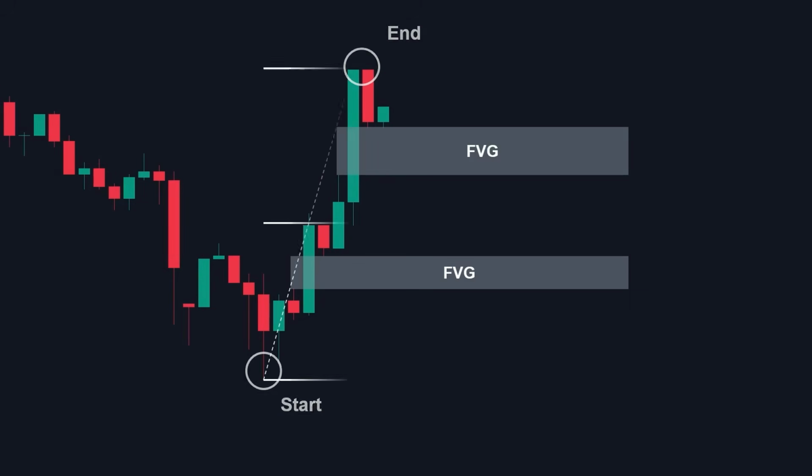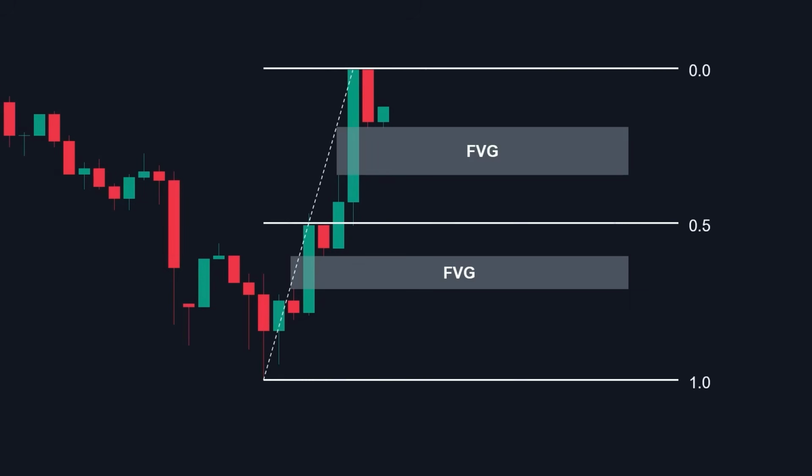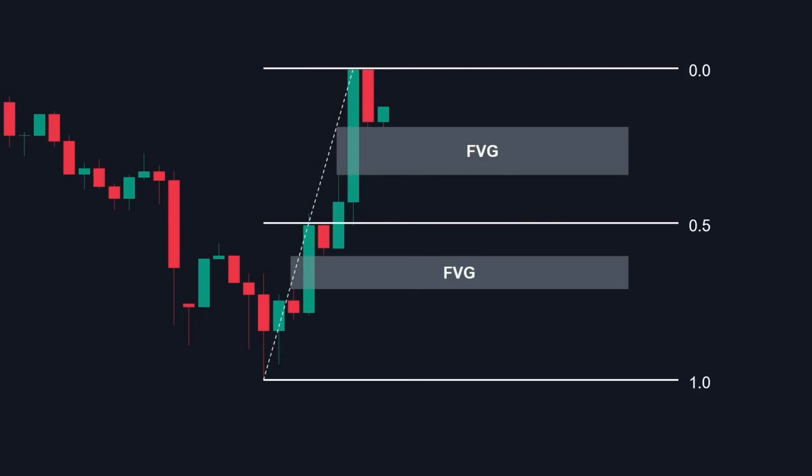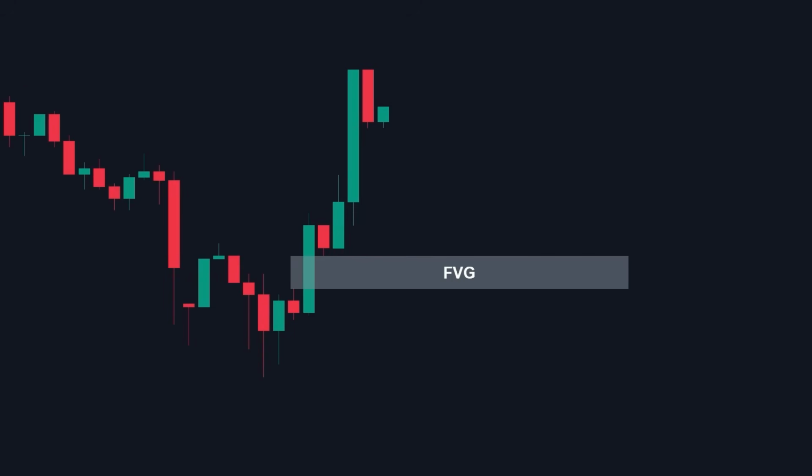If we apply the Fibonacci retracement tool from the start to the end of this move, the area above 50% is considered the premium, and the area below 50% is the discount zone. So, our focus is solely on trading within the lower FVG due to multiple reasons. This is our trade execution strategy. We'll set a buy limit at the beginning of the FVG zone and place our stop loss below the first candle of the 3 consecutive candles that form the FVG.